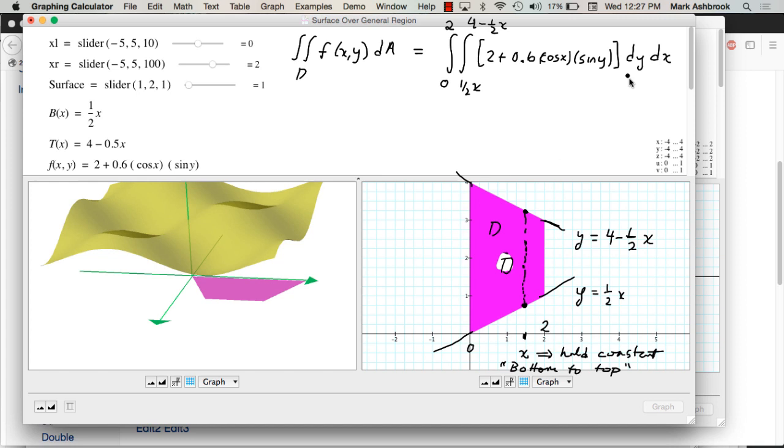So this is the order of integration dy dx. We're going to call this type 1. Type 1 means you do dy first, then dx. In other words, first bottom to top for a typical vertical strip, and then you accumulate those strips from left to right as a second step. So dy dx is what we call a type 1 double integral: bottom to top, then left to right.